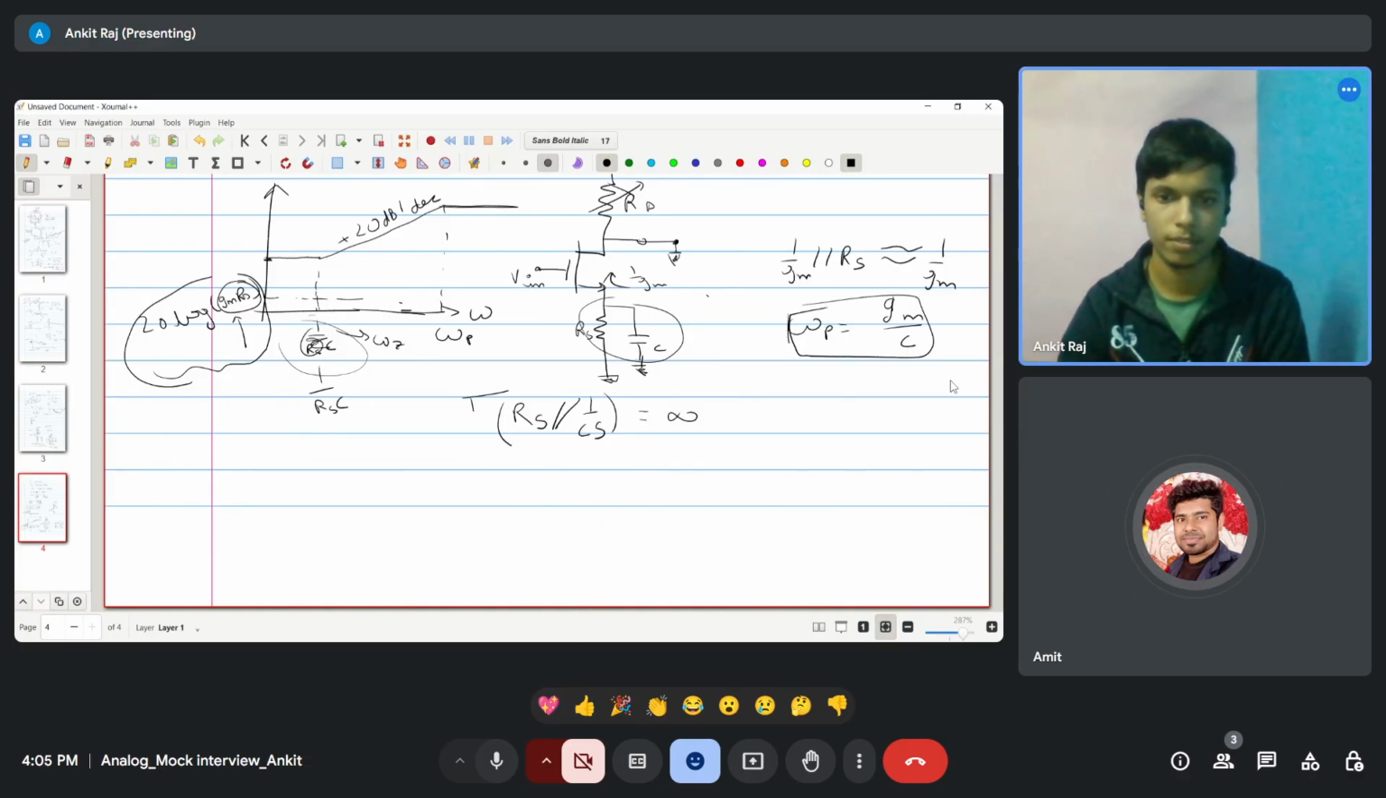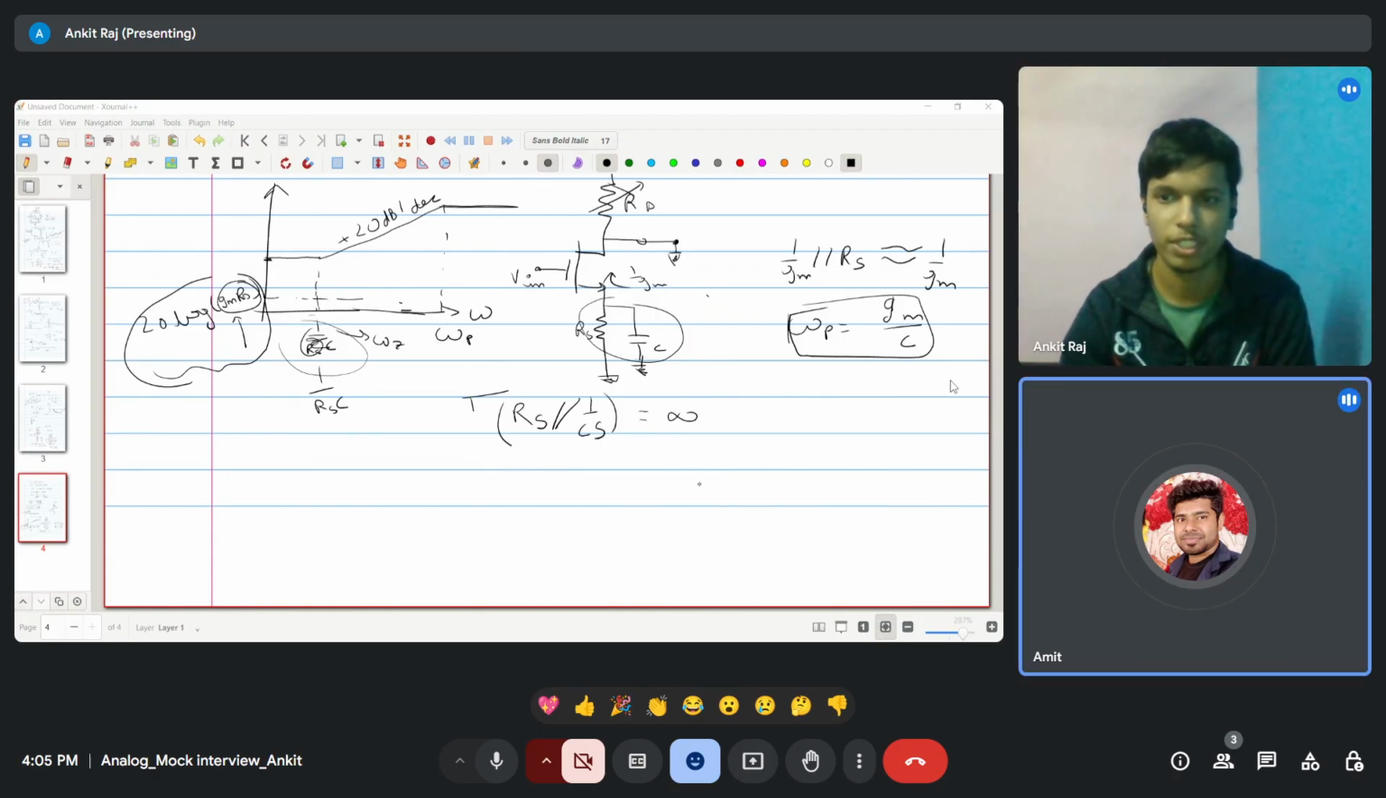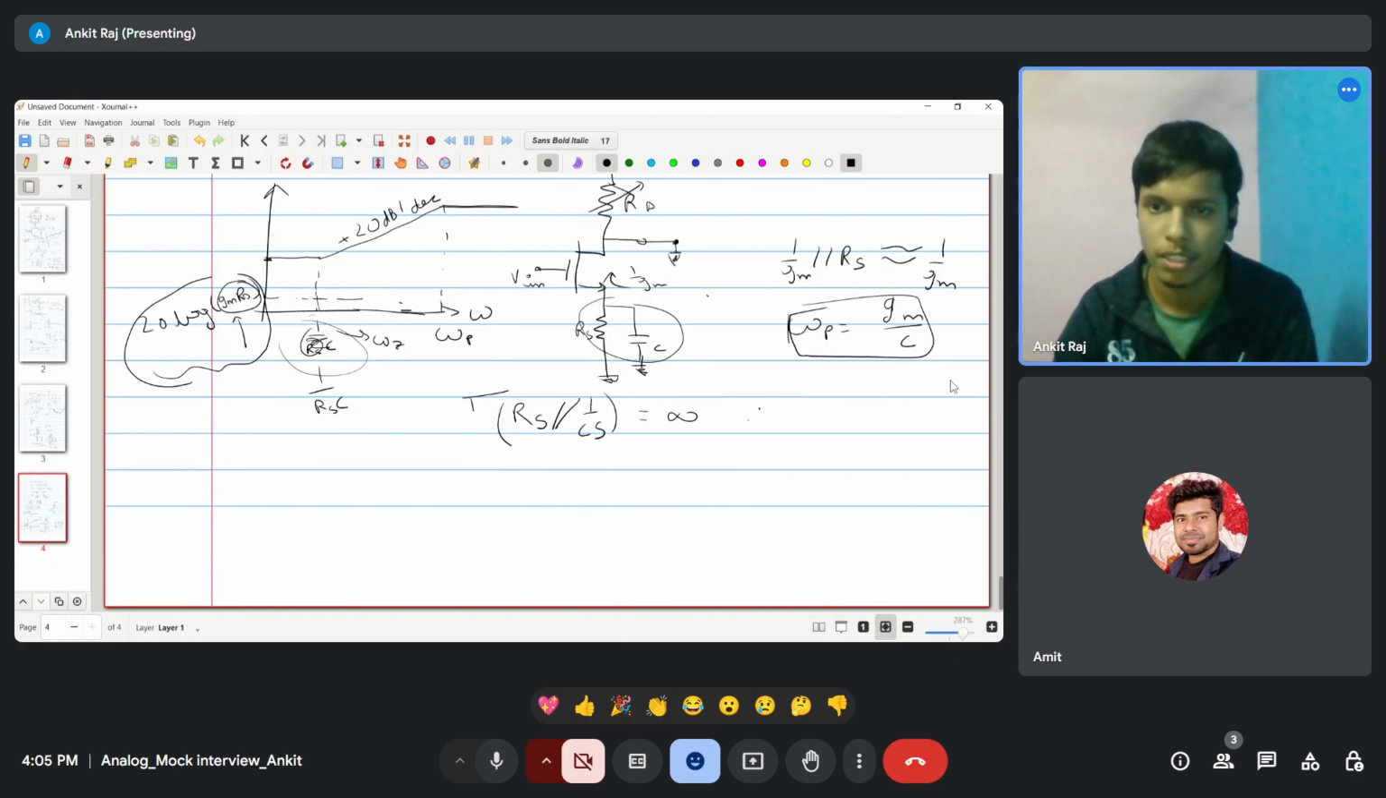Okay, now make the transfer function. Previously at DC, the mod of the transfer function was GMRD by 1 plus GMRS. Now I want the overall transfer function in terms of frequency. Let's take the DC gain to be A naught. So here the zero will come, that is 1 by RSC, and the pole will come in the denominator, and it will be GM by C.